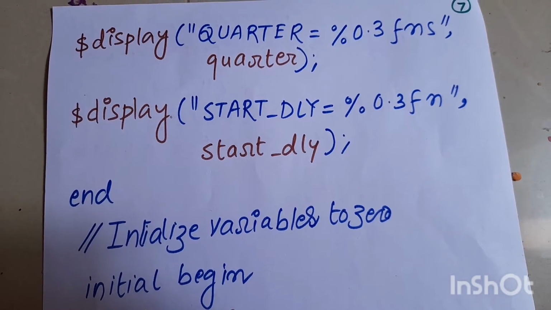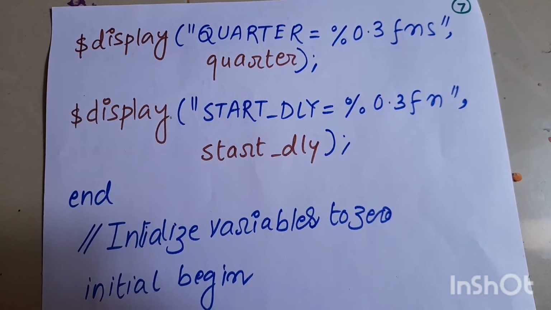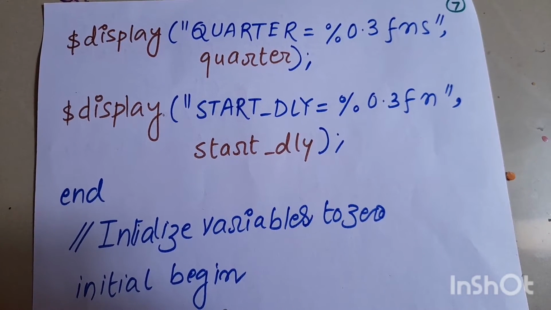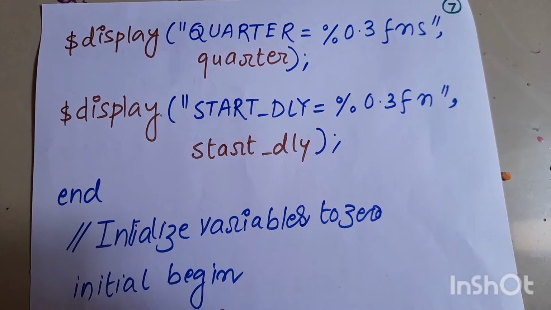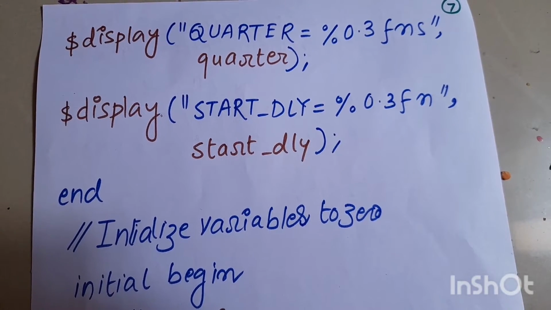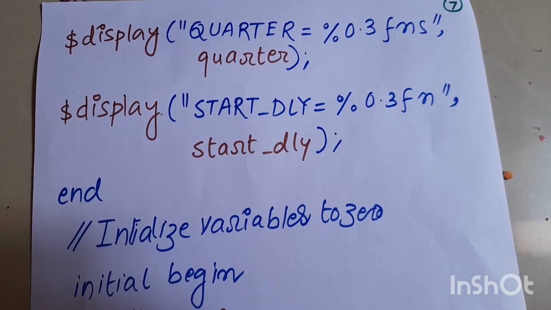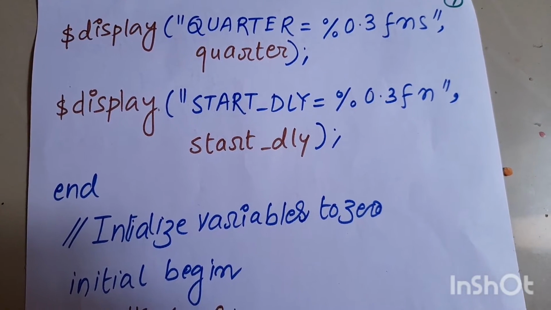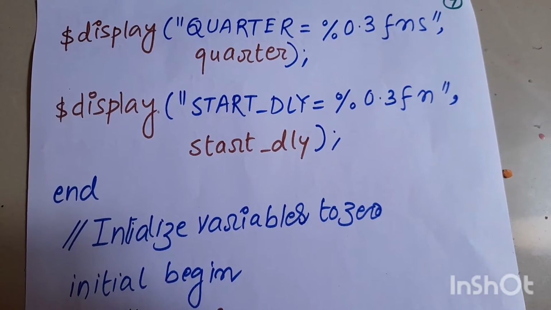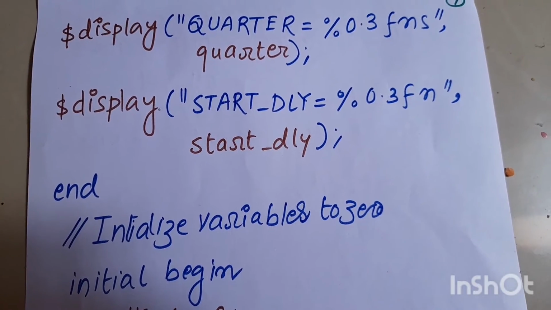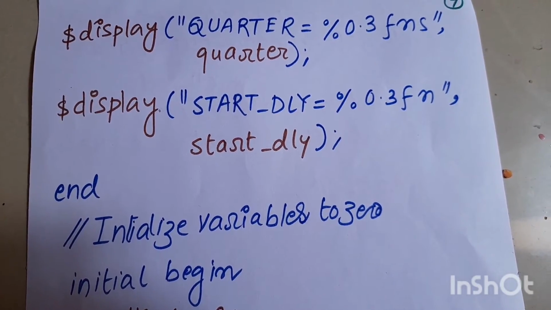$display under the double quotes, start_delay is equal to %0.3f ns, comma, start_delay, ns. This is the end of the initial begin. So this is how displays have been put. Now we will initialize the variables to 0.